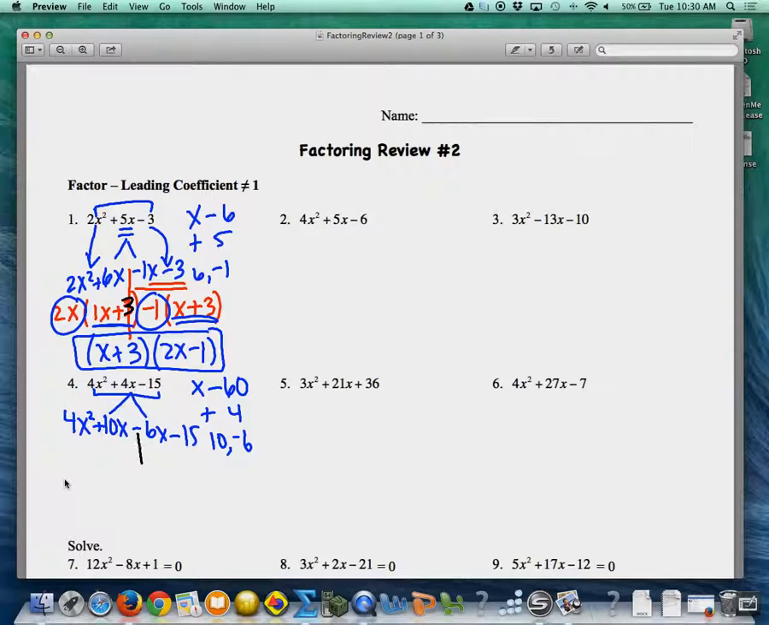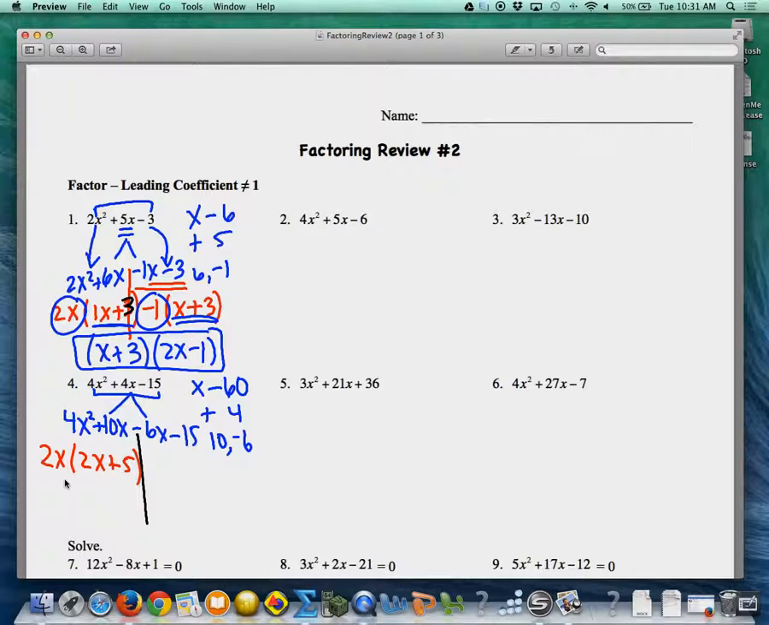Once we have 4 terms, we split down the middle. Between 4 and 10, what is the greatest common factor? 2. And then they both have an x. 4x squared, factor out 2x, what am I left with? 2x. Plus 10x, factor out 2x, 5.